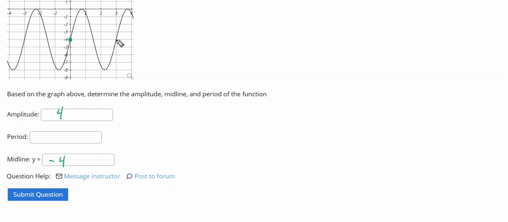And then go over here, and you can see that that is one full cycle to get to here, right? It's on its way back up again. So how far is that? Well, it starts at my x value of 0 and it goes till 3. Okay, so it's from 0 to 3. So my period here would just be 3.